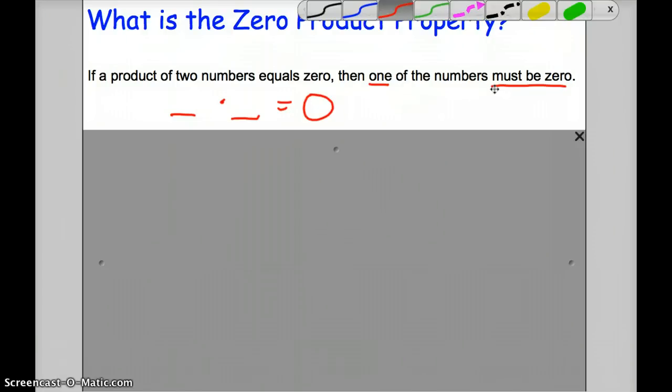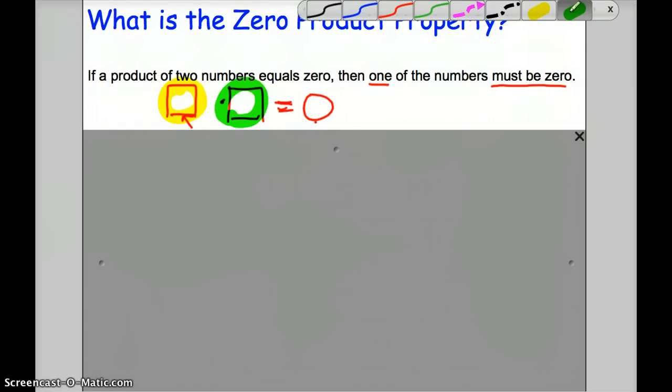Well, that should make sense because when you multiply a number times some other number and you get the answer of zero, something has to be zero. Either this number has to be zero, or maybe this number is zero. Somebody is going to be zero. Maybe they're both zero at the same time, but somebody has to be zero.